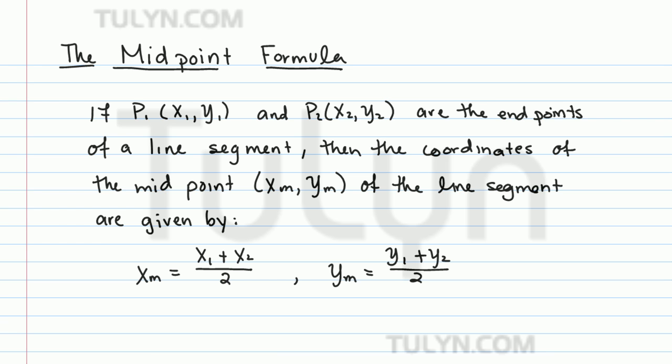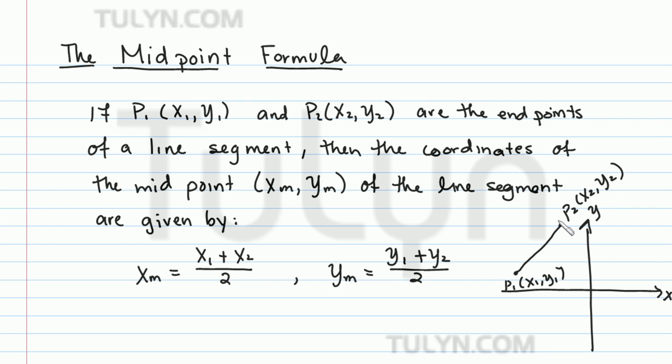So say you have 2 points. Let's draw the axes here. So this is x and this is y. And you've got one point, which is P1 at coordinates x1, y1. Let's say that that's there, for example. And then you've got another point, P2 at coordinates x2 and y2.